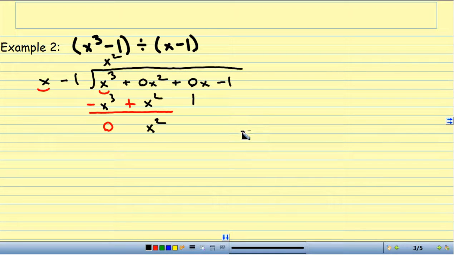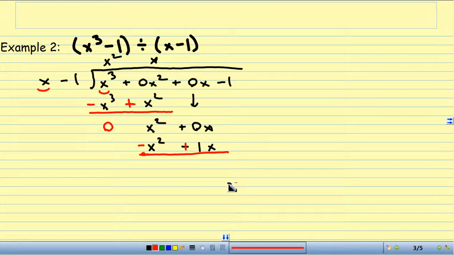And now bring down 0x. So I have x times what gives me x squared? Well, this should be easy. X times x gives me x squared. So I distribute this x into x minus 1. So I get x squared minus 1x. I am going to add it together, but don't forget, before I do that, switch my signs.